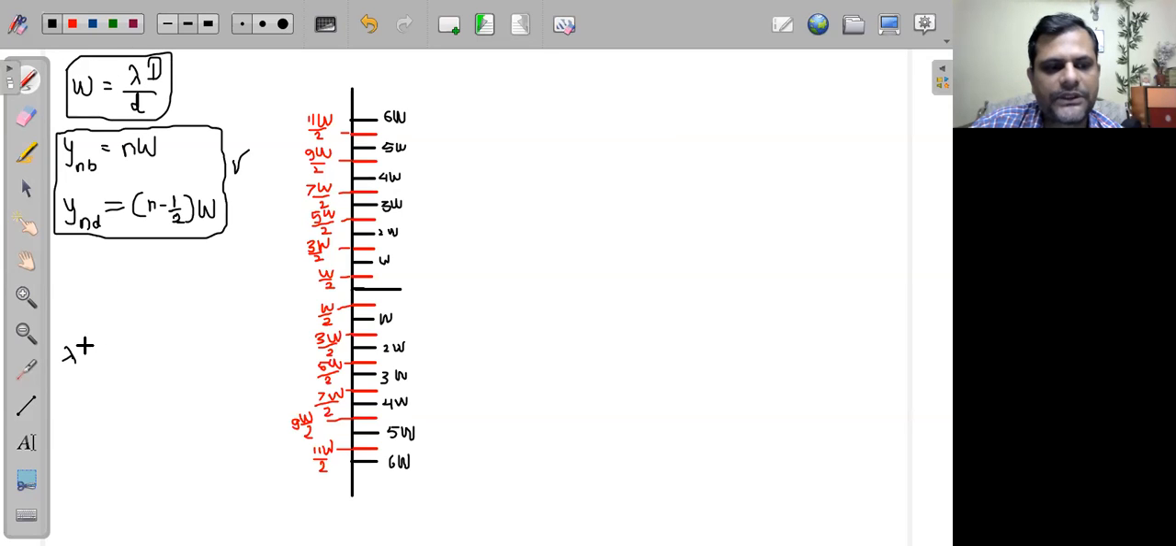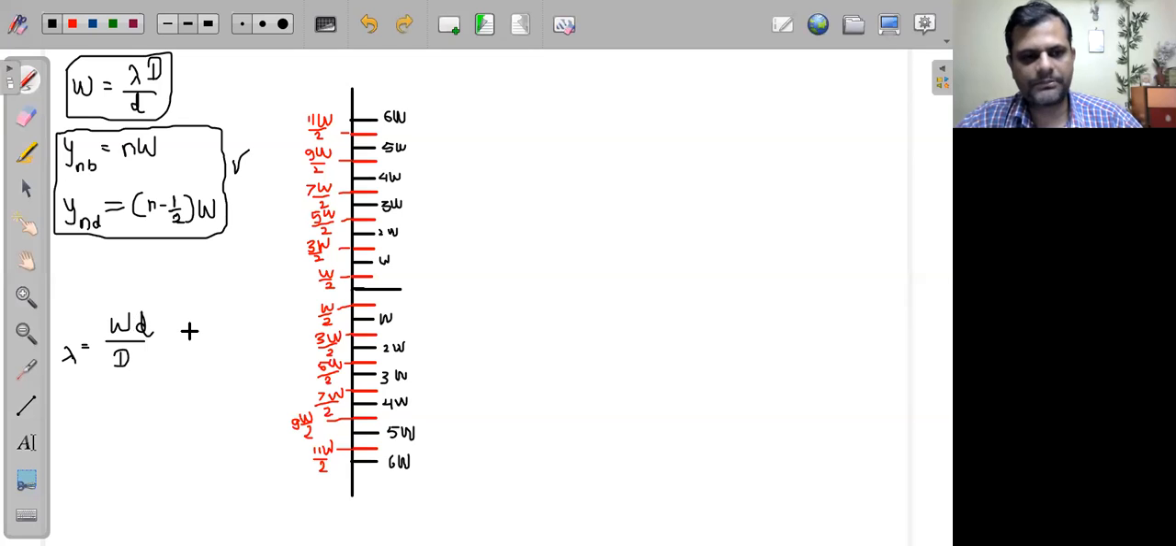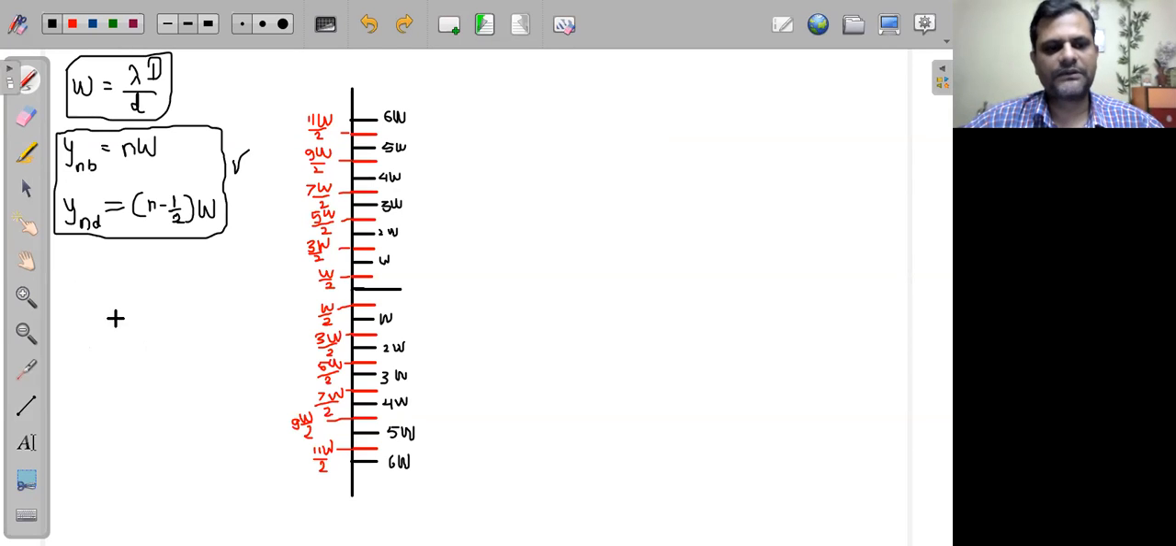So the wavelength of light can be found out to be W, that is the bandwidth, into small d upon capital D, where capital D is the distance between the slit and screen, and small d is the distance between the two slits used in the interference pattern. And the bandwidth depends on these three factors, as we can see from the formula itself: lambda, capital D and small d. Sometimes, W is proportional to lambda.